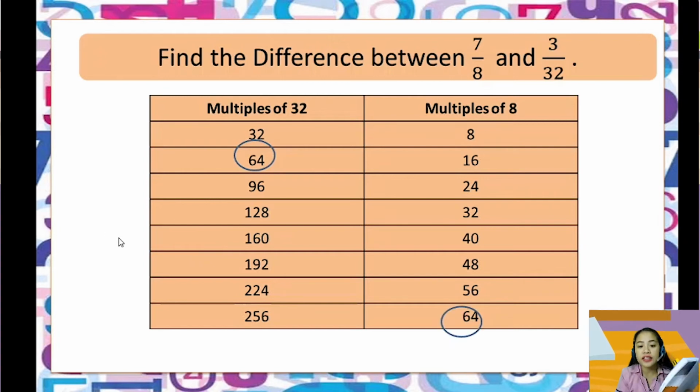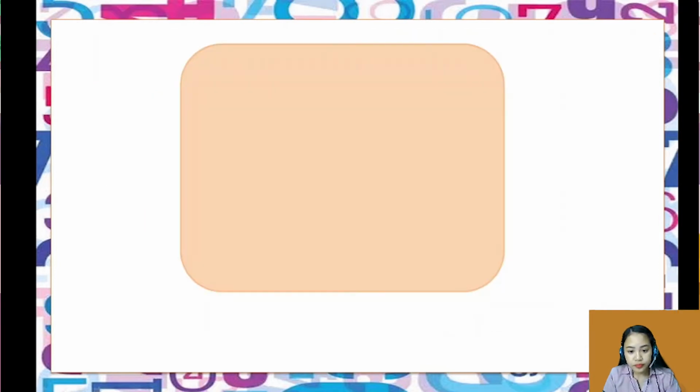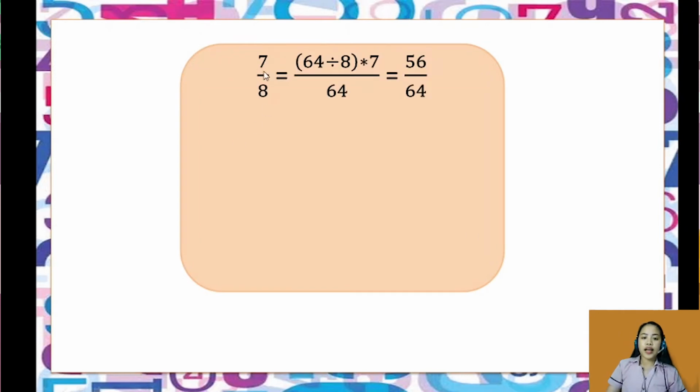So, meron na tayong LCD kasi ang LCM ng 32 at 8 is 64. Okay, next one. Ito na, 7 over 8. So, ang LCD ng 8 at saka 32 ay 64. So, si 64, i-divide natin siya kay 8, which is yung dating denominator. 64 divided by 8 is equal to 8. And then, times sa dating numerator, which is 7. So, 8 times 7 is equal to 56 over 64.